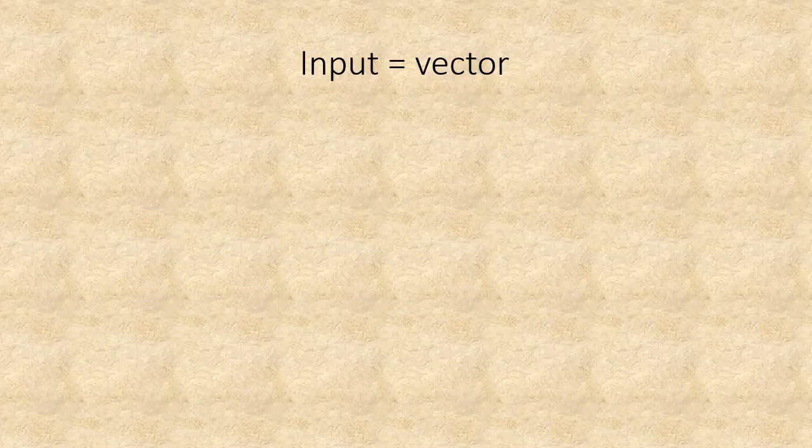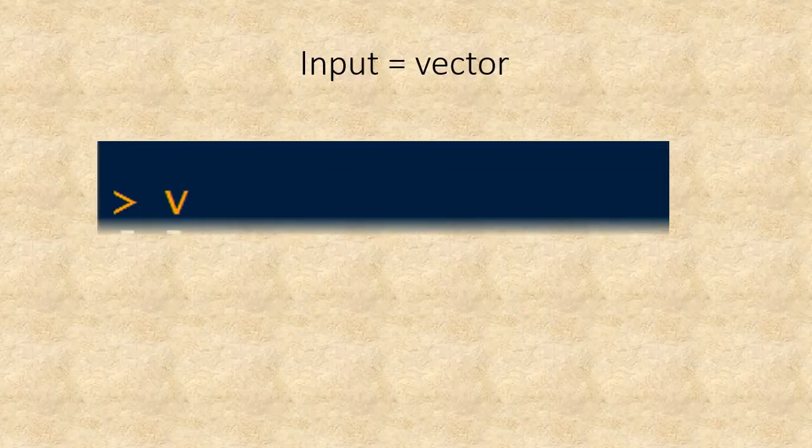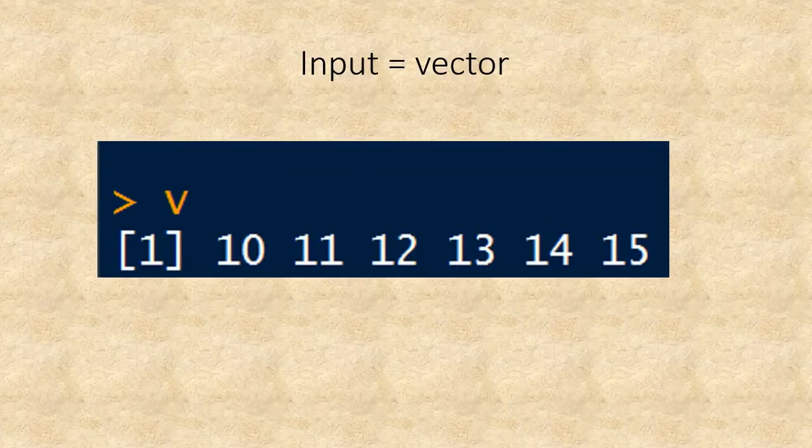Okay, let's see if our input is a vector, then how we'll use these functions. A vector, as I have already explained in one of my videos, is a type of data structure that contains only a single kind of data and in a single dimension. For example, here you can see a vector that is stored in a container called V, and there are 6 elements in that vector. They are from 10 to 15.